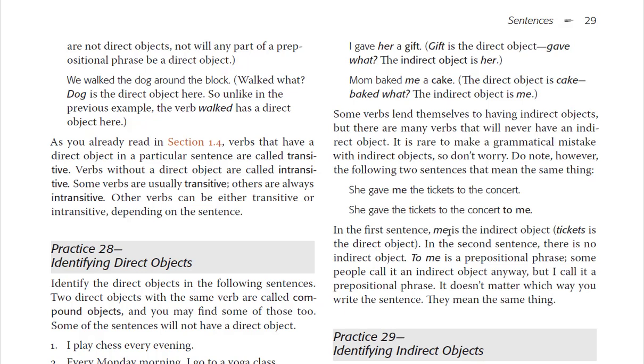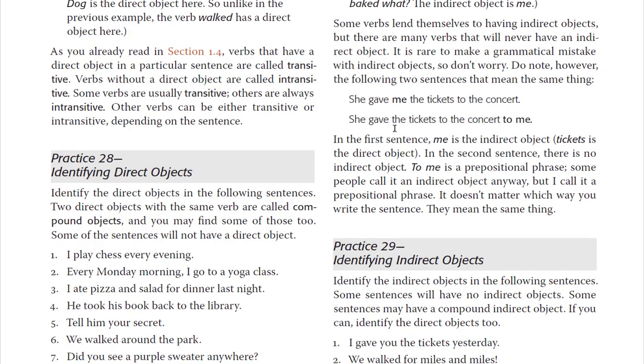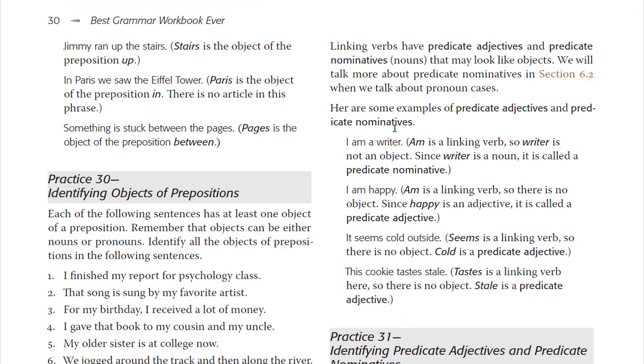So in the first sentence, me is the indirect object, tickets is the direct object. In the second sentence, there is no indirect object. To me is a prepositional phrase. Some people call it an indirect object anyway. That's why I said it can be either one. This can either be, or both, an object of the preposition, and it is an indirect object. So it doesn't matter how you write this sentence, it means the same thing. And it only changed because that's how people talk.